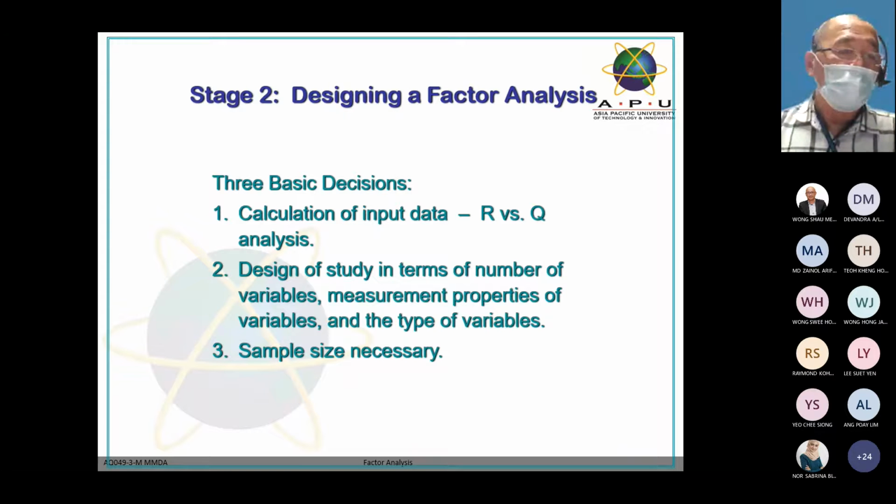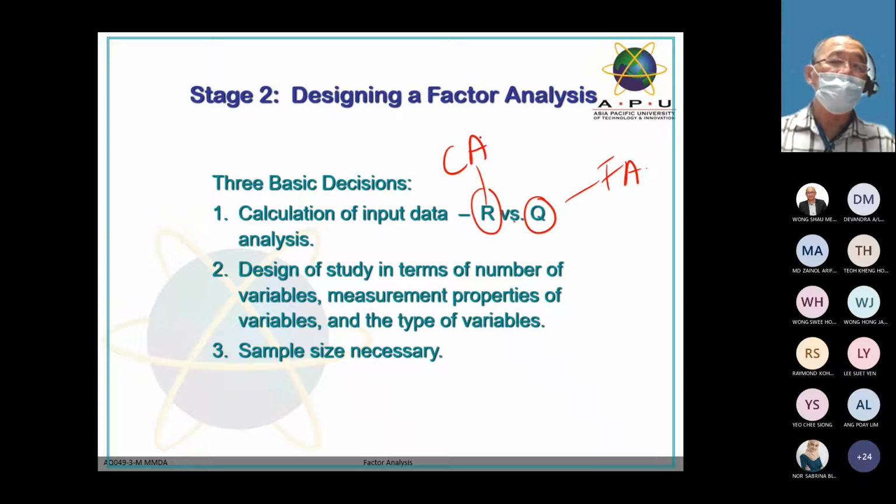If no question, now we see 3 basic decisions: calculating the input data, R or Q. You normally use Q for the factor analysis. R is for the CA, your cluster analysis. This one is also important. You see this in the next slide.